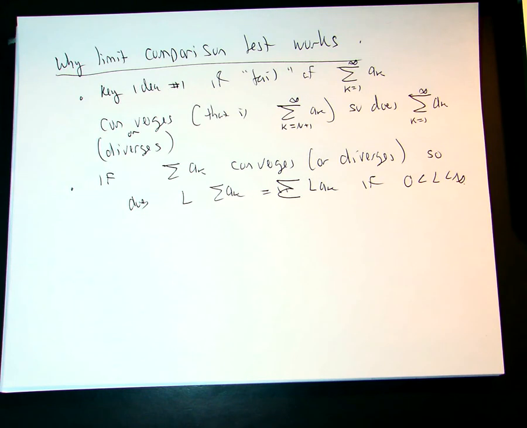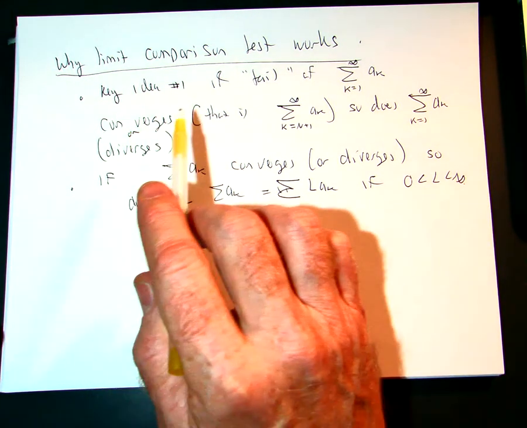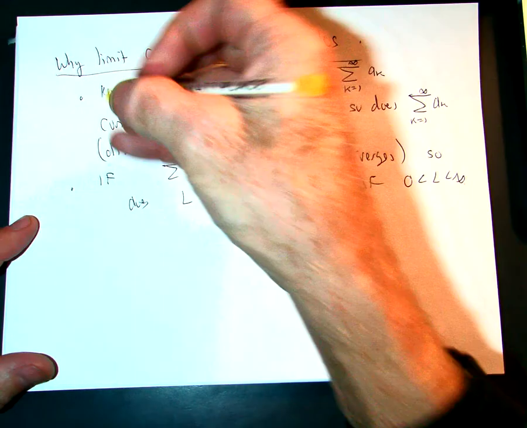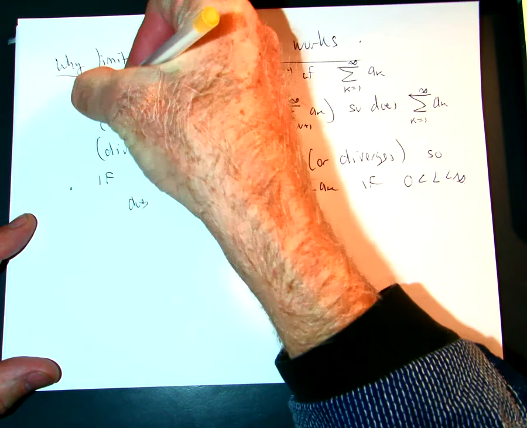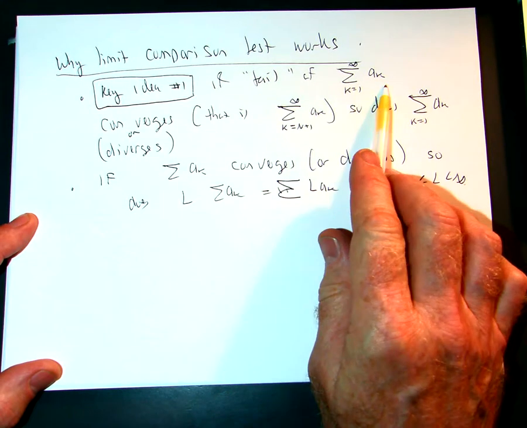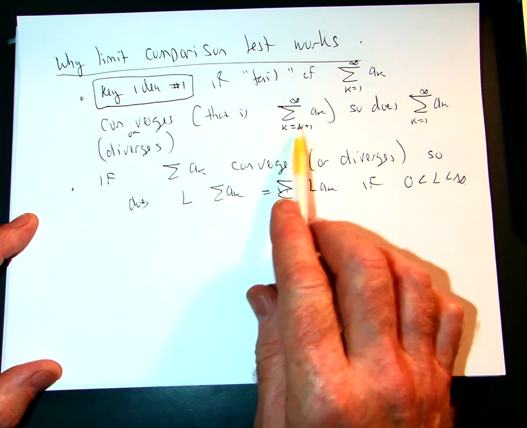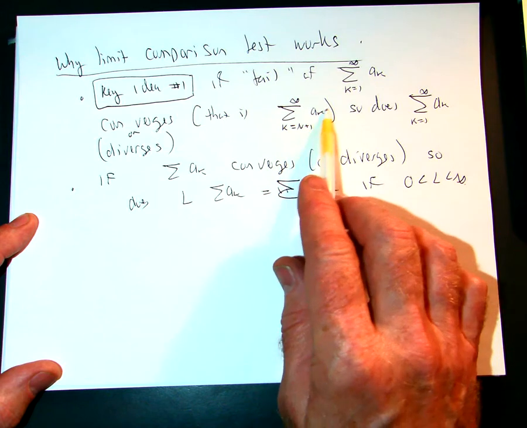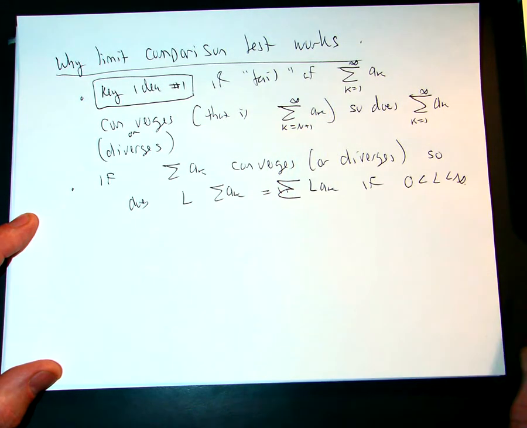Okay, I realize that I forgot to show why the limit comparison test works, and so I'm going to do that. It won't take long, and there are two key ideas. The first key idea is if the tail of the series converges, that is, if eventually at some point the end of the series converges, so does the entire series. We talked about that with the root and ratio test videos.